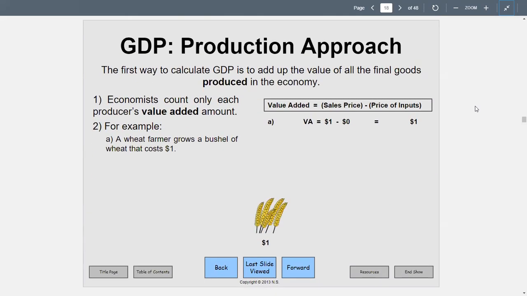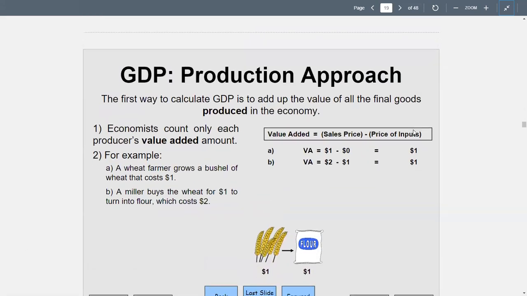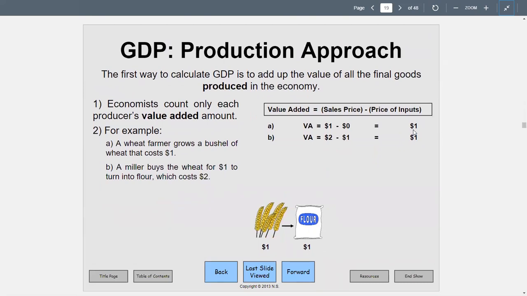So for example, a wheat farmer grows a bushel of wheat that sells for $1. So value added equals $1. Price of input, he just uses wheat that he had before, which is 0. So his value added is $1. A miller buys the wheat for $1 to turn into flour, which sells for $2. So the miller had to spend $1 to get the wheat. So that's his price of inputs. But the price that he sells it for is $2. So his value added is $1.